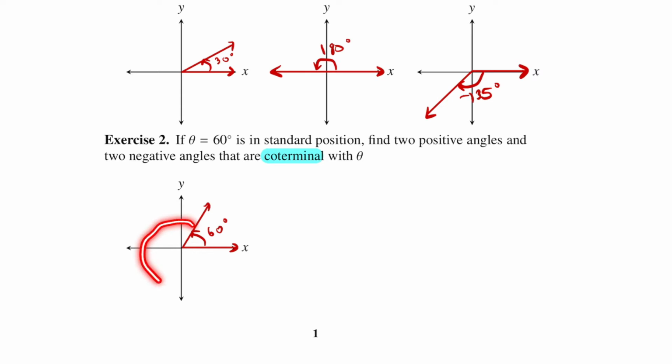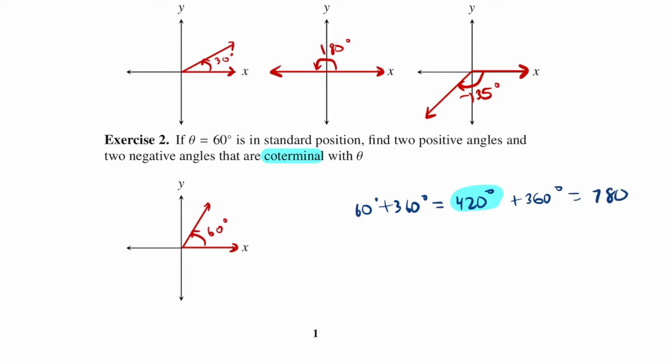So if we go from 60 one complete revolution, we'll be right back where we started. In other words, you just take 60 degrees and add 360 to it, and you should get 420. That would be a coterminal angle. And they want two positive coterminal angles, so now we add an additional 360 to get yet another coterminal angle, and that's exactly 780 degrees. So those are the two positive ones.